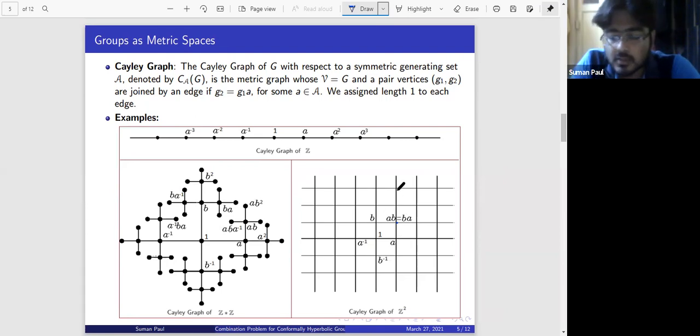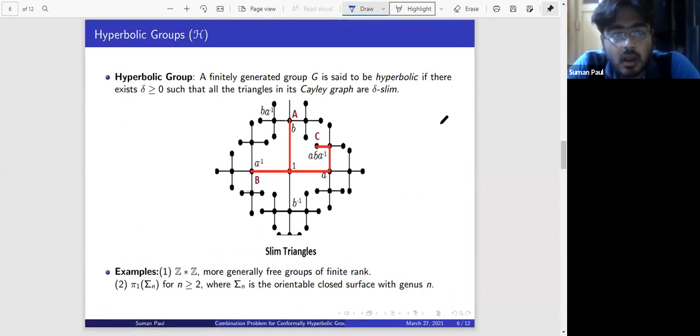Okay, so now we see that a group can be thought of as a metric space via its Cayley graph. So now we can define what a hyperbolic group is. A finitely generated group G is said to be hyperbolic if there exists delta greater than 0 such that all the triangles in its Cayley graph are delta-thin.